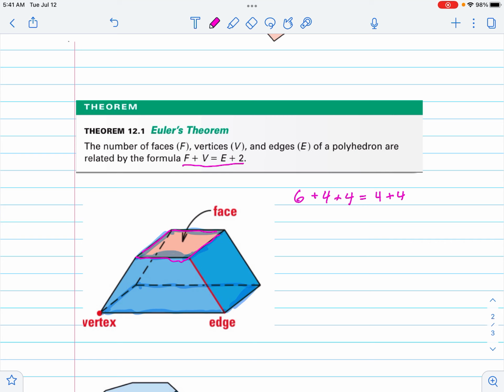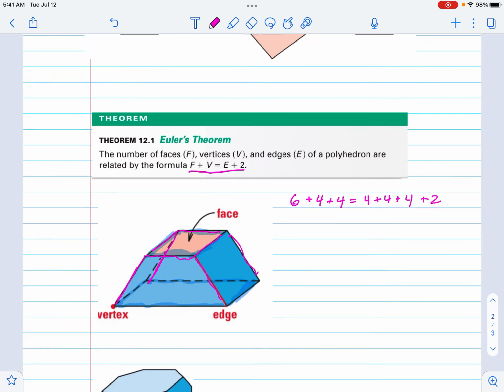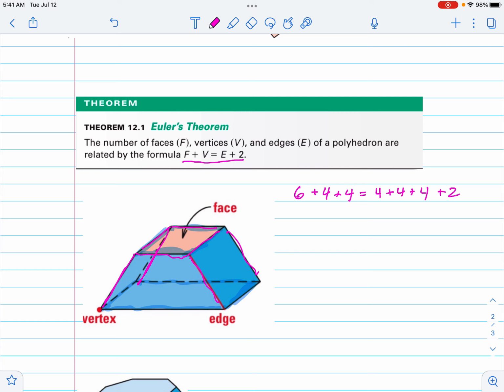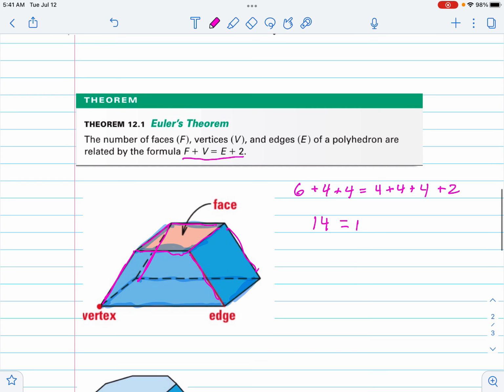Now on the sides, I've got 2. 1, 2, 3, 4. Looks like I've got 4 there. Okay, and then I've got the plus 2 here. But I think I've calculated that. Let's see if it works out. I've got 6, 10, there's 14. And over here I've got 12 plus 2, that's 14. Ah, it works. So see, 14 equals 14. So we've kind of verified that equation there.